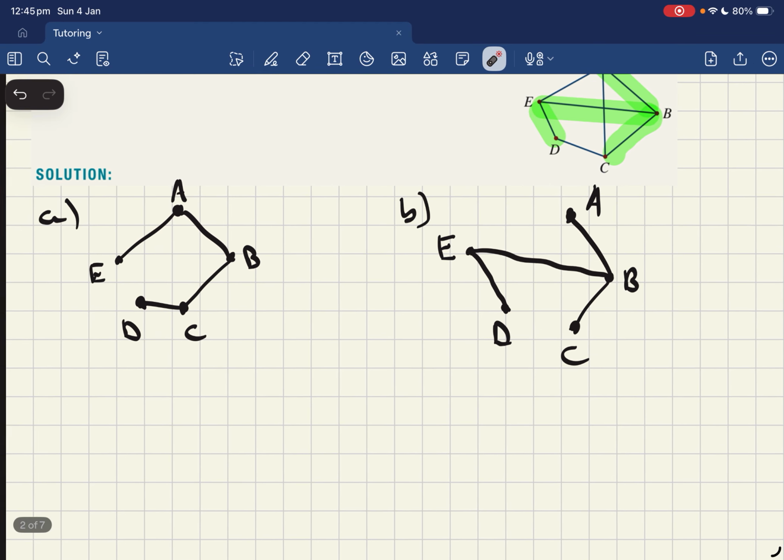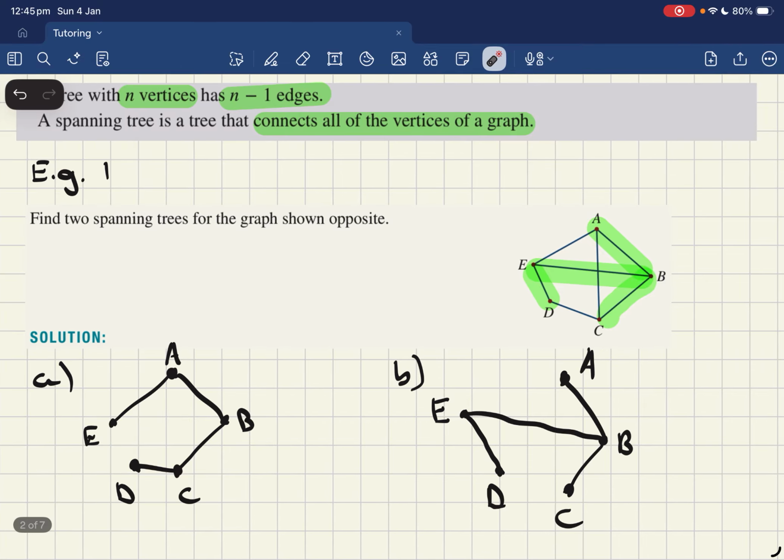In the next video, we will look more at drawing up minimum spanning trees and defining those explicitly.